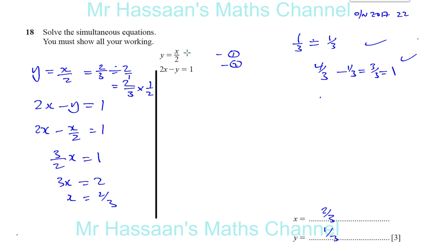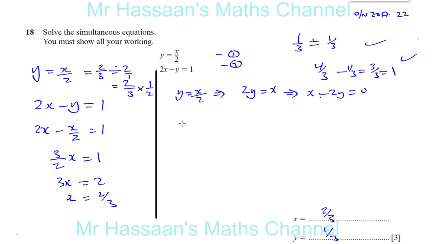So what I would do is I would get rid of the fraction. I'd say y equals x over 2. So I'd get this ready. Multiply both sides by 2. So 2y is equal to x. And I'll bring the x on this side. x minus 2y is equal to 0, right? So if I subtract 2y from both sides, I have 0 equals x minus 2y.